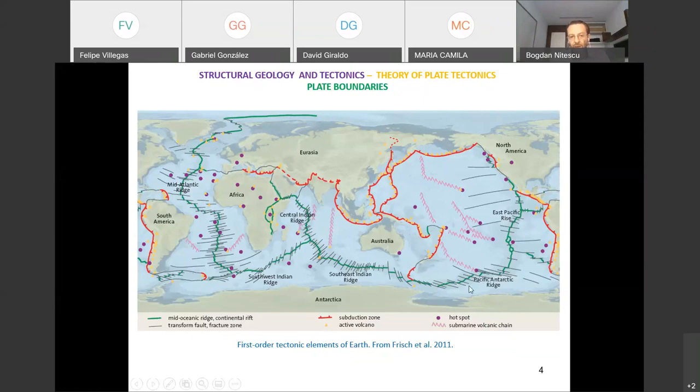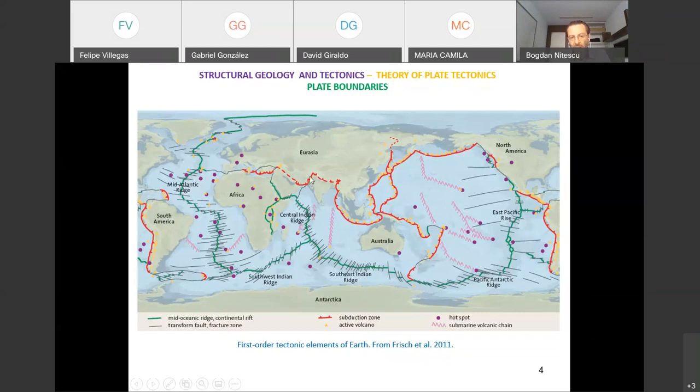And in red, we have the subduction zones. Basically, these are the destructive or convergent boundaries. And here, in the case of Colombia and all western part of South America, the Pacific coast of South America, this is a convergent boundary. You can see that these boundaries of convergence, they extend in some cases. In the case of the Alpine Himalayan belt, you see here the boundary.